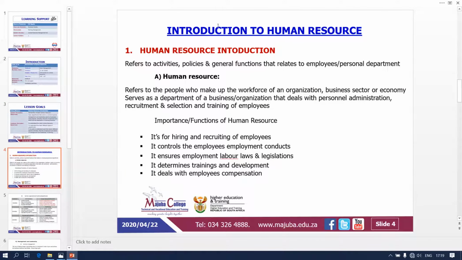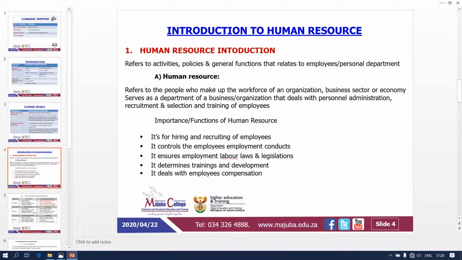Let's start. The introduction to human resource. Now, human resource introduction, what does it refer to? This refers to activities, policies, and general functions that relate to employees or the personnel department. So you're looking at human. Remember the word human. You are thinking about human beings in this regard. Human resource. What is a resource? You need to know about these two words so that you can put them together. Now, let's look at exactly what it is.